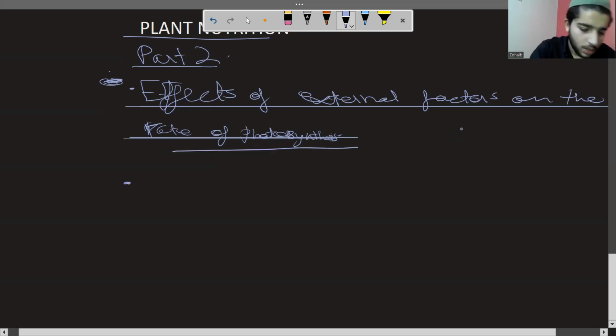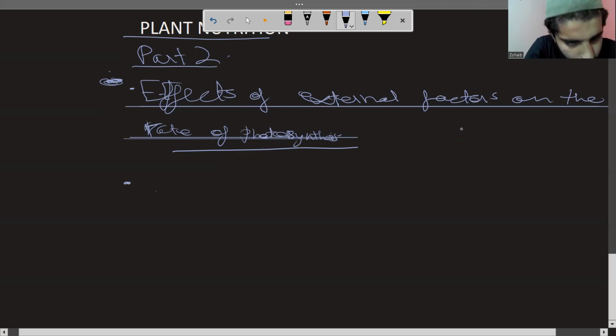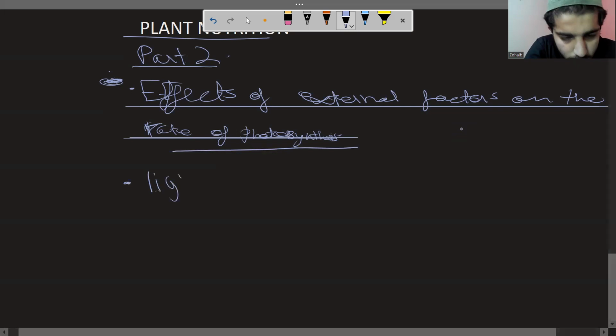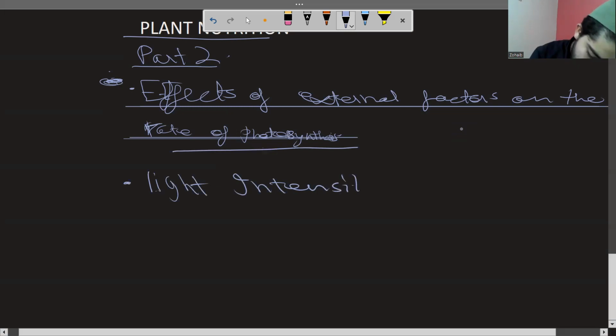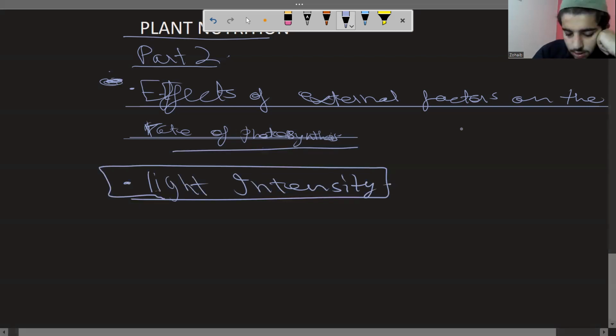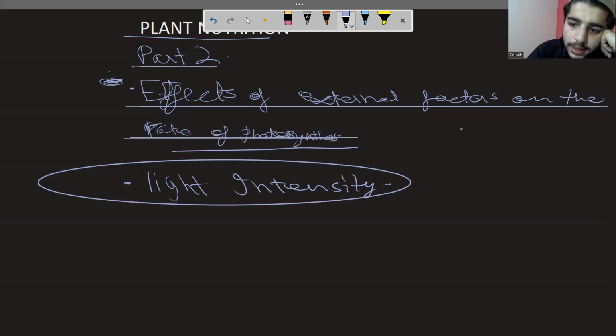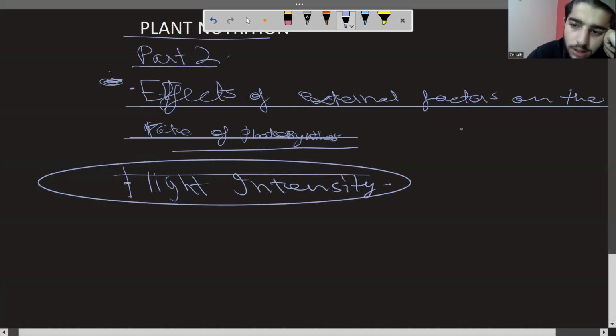So there are two factors which affect the rate of photosynthesis. The first factor is the light intensity.